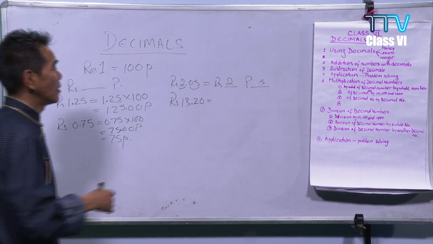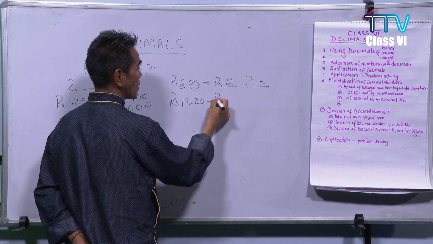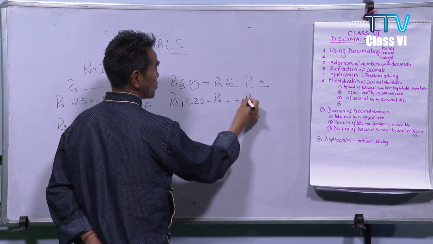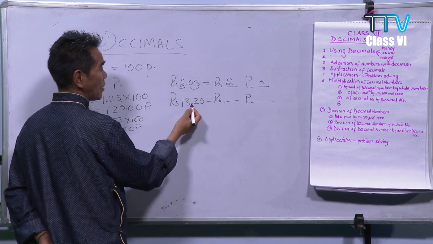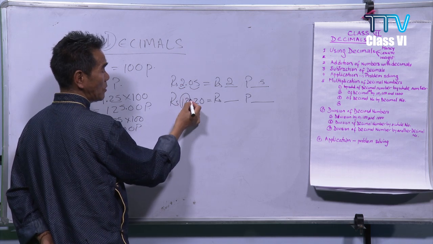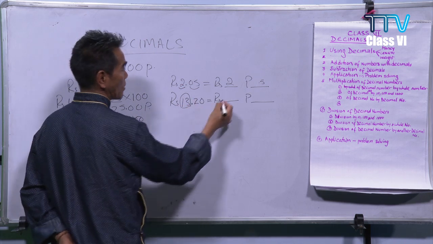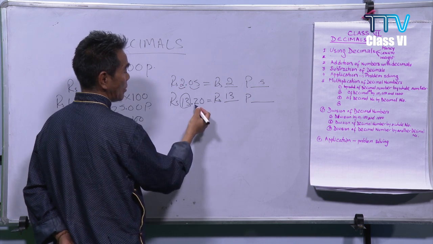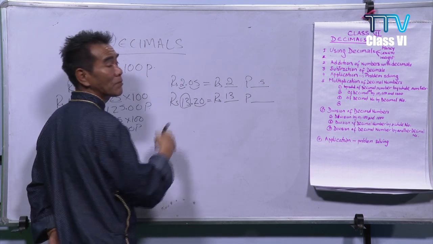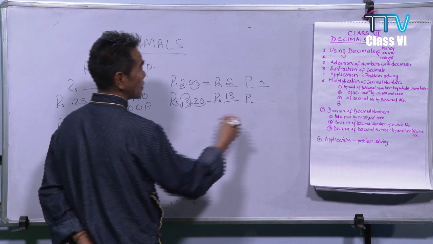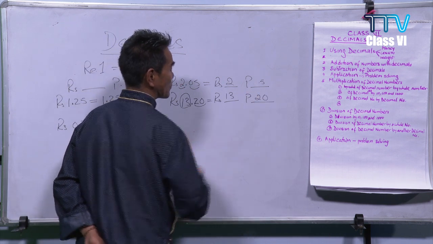Understand, or if I ask to change to rupees and paisa, you separate rupees and paisa. Okay, in front of the decimal is a whole number. So the whole number is the rupees. Rupees 30. After the decimal is the paisa part. So we get 20 paisa.